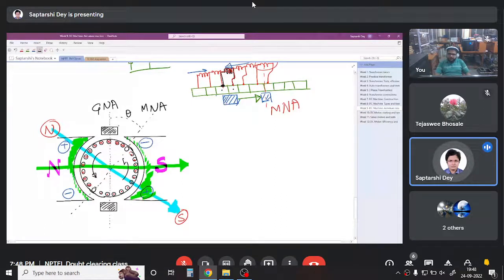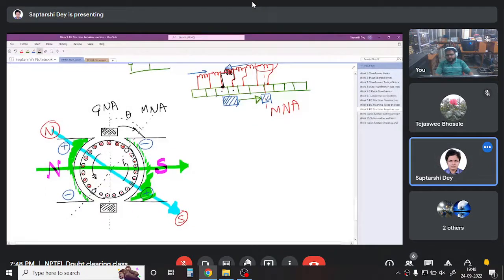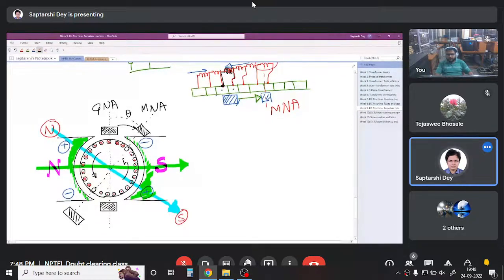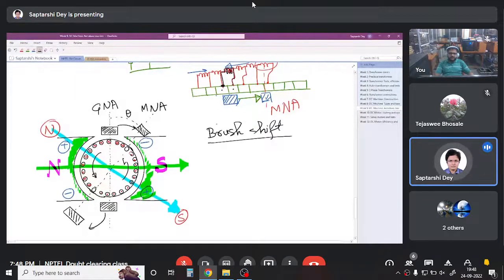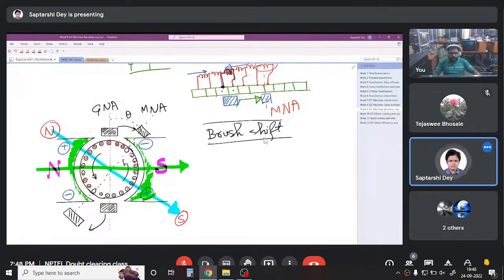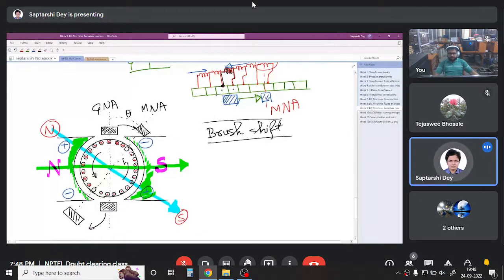So now we have to shift the brush to here. We cannot have the brushes here anymore. This is called brush shift. We have to shift the brushes. Now, I was telling you that this is an ill effect, but how is it an ill effect? Okay, there was a problem. We understood the problem. We found out the solution. We implemented it. We simply shifted the brushes. Then how is it an ill effect? Can someone tell me? How can brush shift be an ill effect?